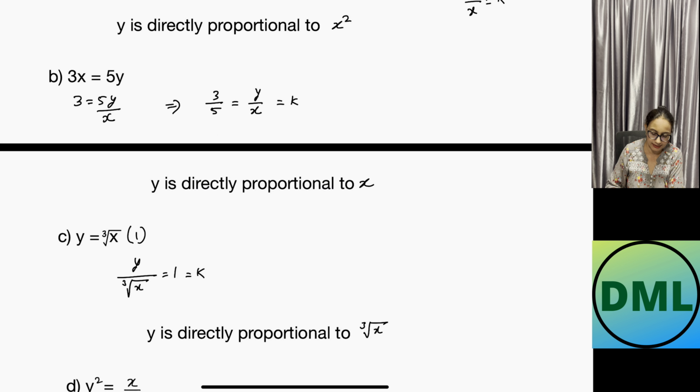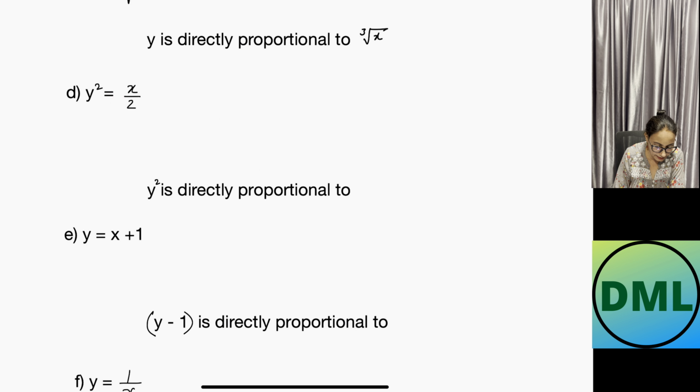Let's see the next example here. Y square is equal to x by 2. Y square is directly proportional to which function? Can we divide this x on this side? This will be written as y square over x is equal to half, which is a constant k. It shows you that y square is directly proportional to x. Let's write down the answer here as x.